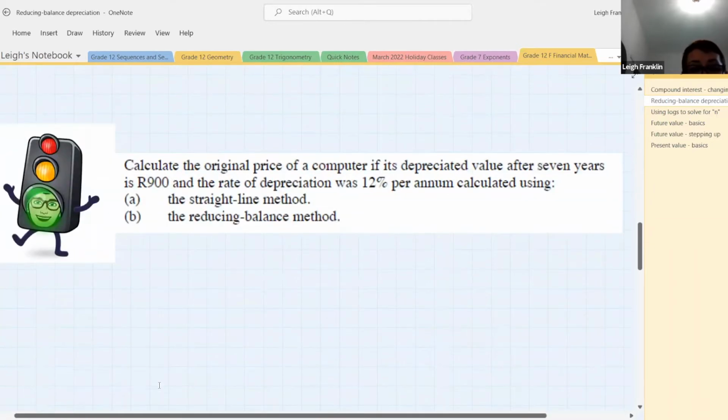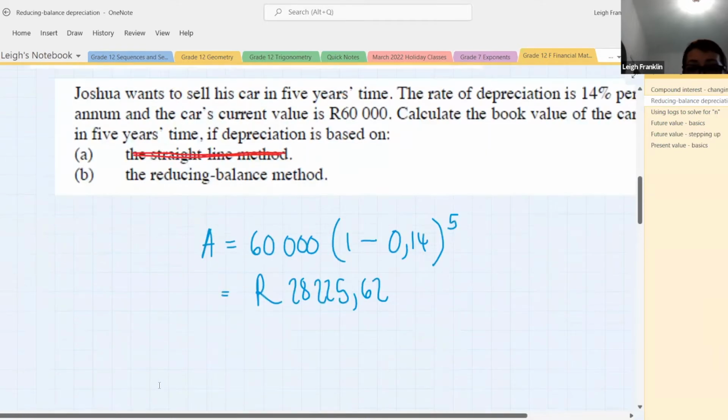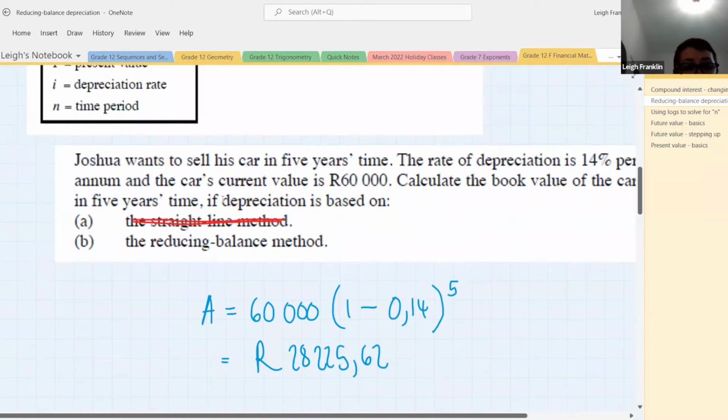Okay, that was the example that we did the other day. So just running through it again, it's really, really straightforward. I just thought I'd leave it here.